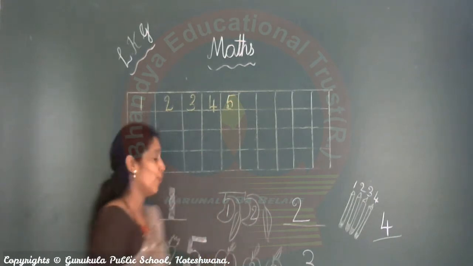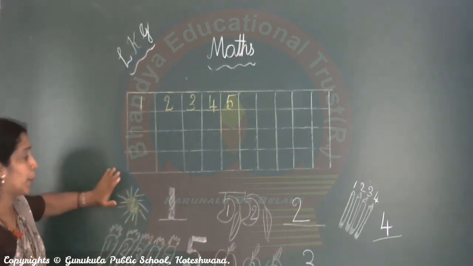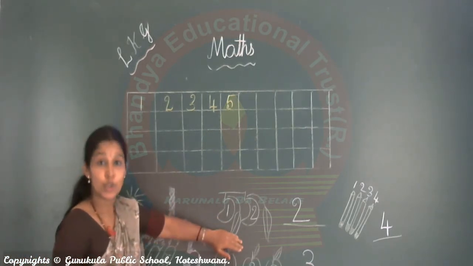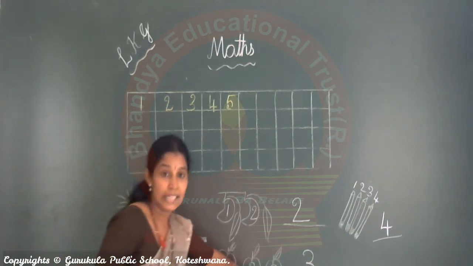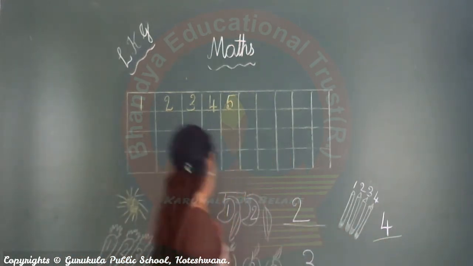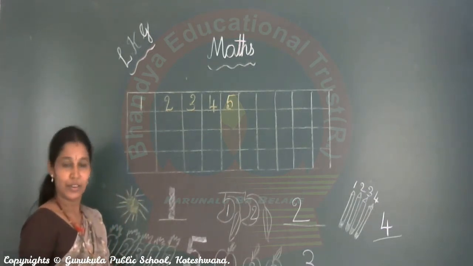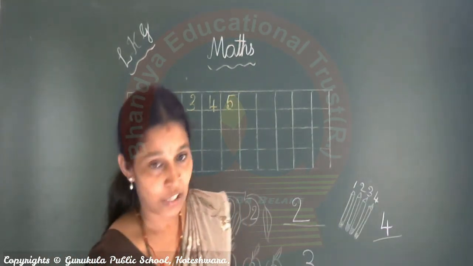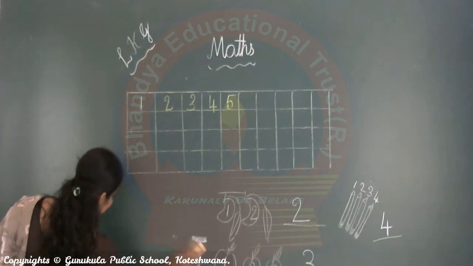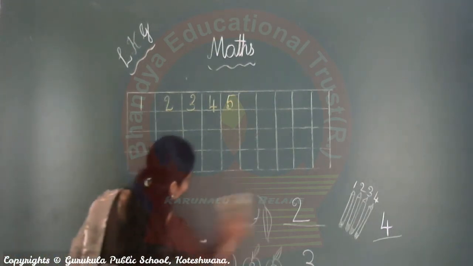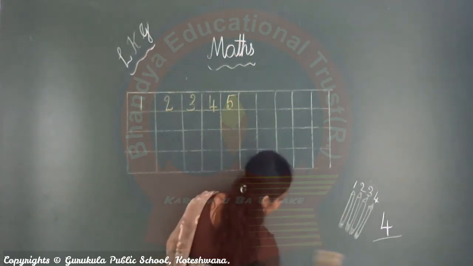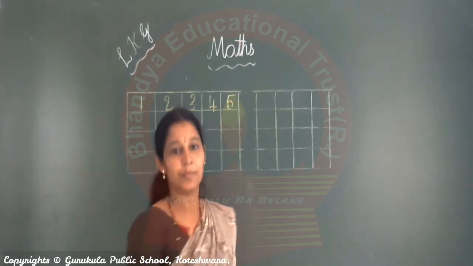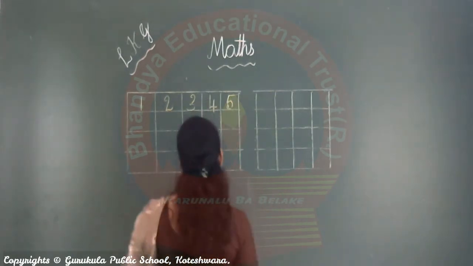Number four. Now you have learned up to five, right? See? One, two, three, four, five. Right? Yes. Very good. Today you are learning a new number. Which number? 1 to 5 you know, no? Yes, today you are learning number 6. Which number? 6.